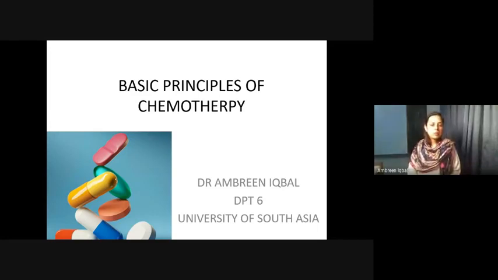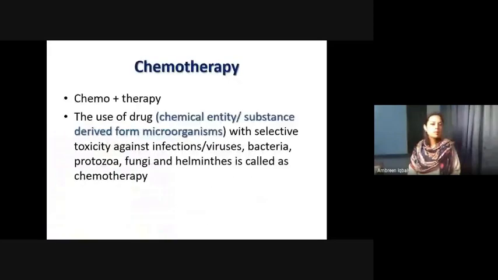Chemotherapy is one of the very important chapters that we are going to study in the subject of pharmacology and therapeutics too. What is chemotherapy? Chemotherapy, as the name indicates, is something about chemicals and therapy. So the use of drugs or any chemical agents or substances derived from certain microorganisms which have a selective toxicity against infections, viruses, bacteria, protozoa or fungi are said to be chemotherapeutic agents or chemotherapy.